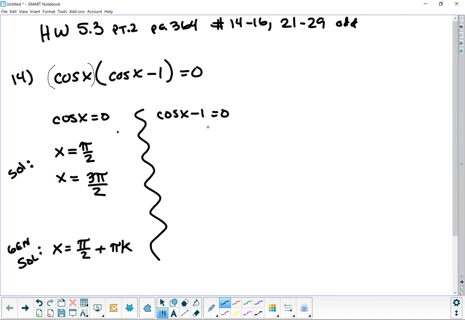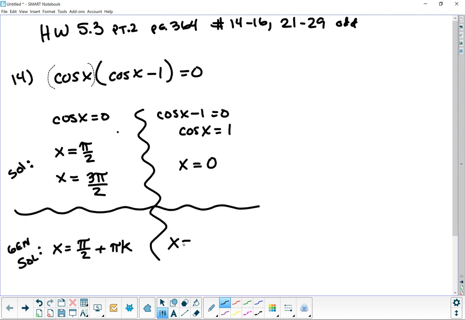Cosine x minus 1, solve that out. You're going to get cosine x equals 1, and that's going to happen at x equals 0. The solution for that here is just x equals 0. The general solution for that is x equals 0 plus 2 pi k. All right, so that's what that is.